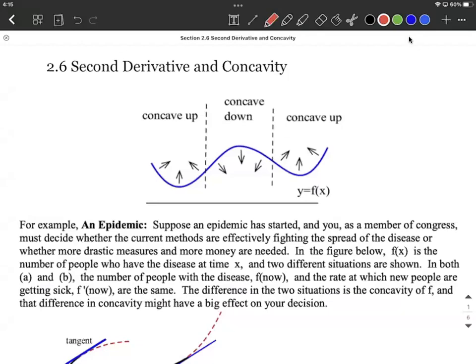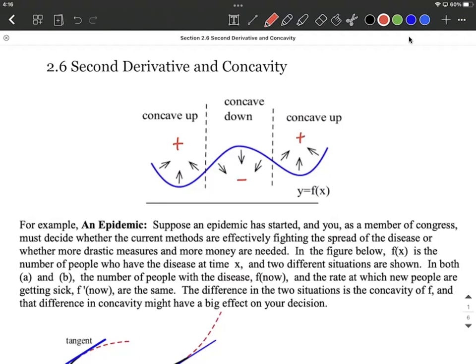Okay, the second derivative and concavity. On a graph, graphs can look different ways, depending on whether they're concave up, such as the bottom of a bowl, like we have in this first section of the graph, or concave down, like we have in the middle section, and again concave up on the right-hand side.